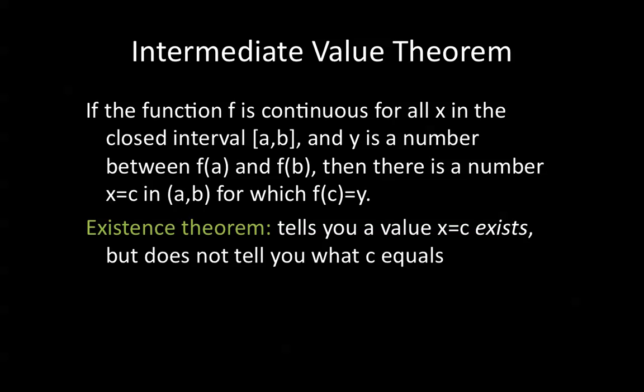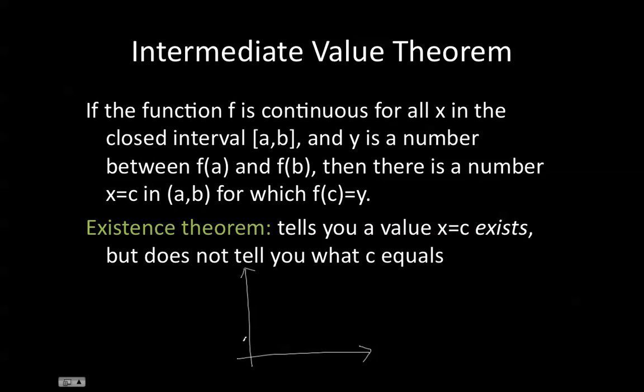This theorem states that if the function f is continuous for all x in the closed interval [a, b], and y is a number between f of a and f of b, then there's a number x equals c in [a, b] for which f of c equals y. So a picture might help you understand a little bit more about what this is saying.